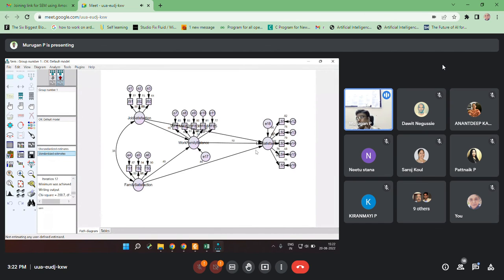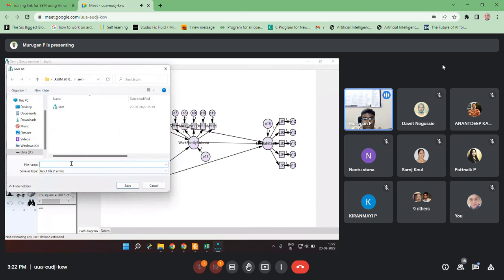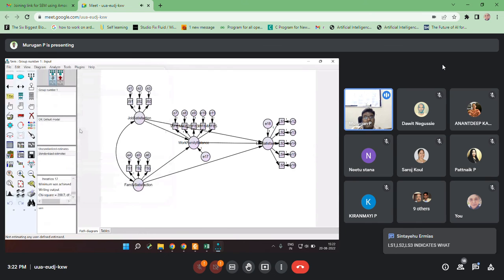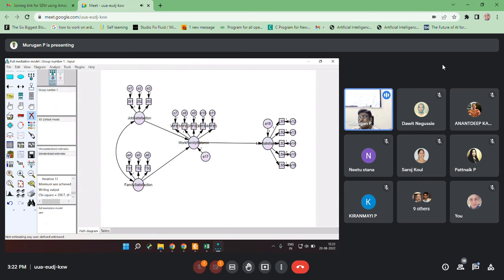Now I'll also show you how to do the full mediation testing. So I'm just saving this diagram as full mediation model. Just remove this direct effect relationship. This becomes your full mediation model.